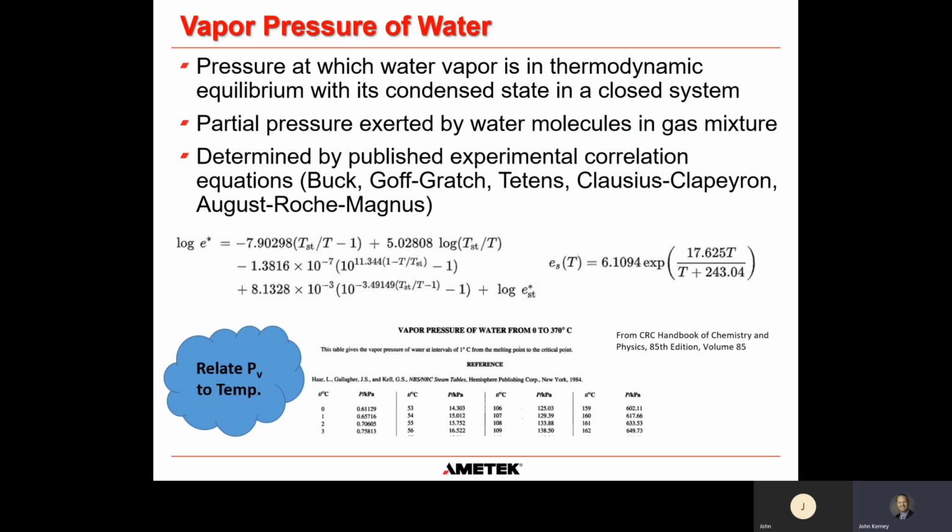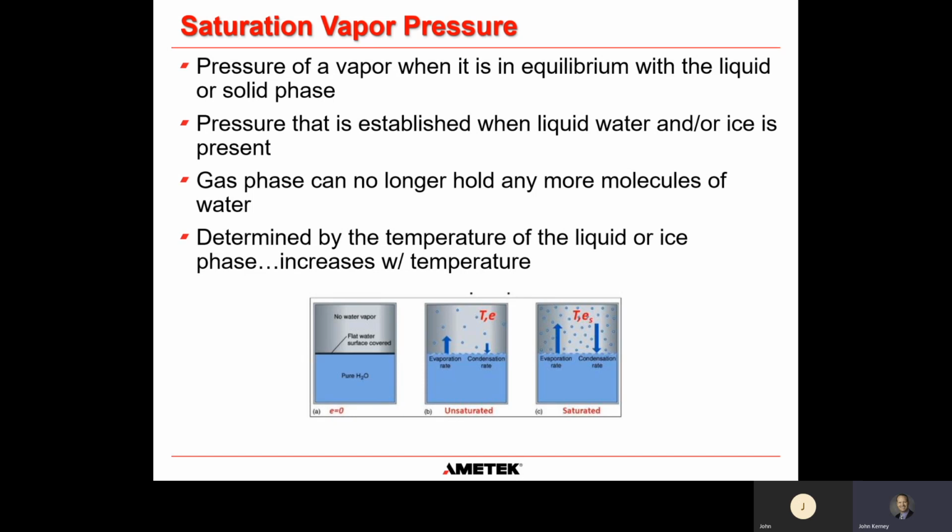I put a couple of example equations up here on the slide. The other way you can look at it is the equations basically fill out a lookup table, if you will, that relates vapor pressure of water to temperature. So vapor pressure of water is something that's experimentally determined and defined.